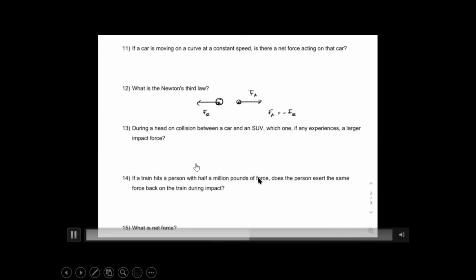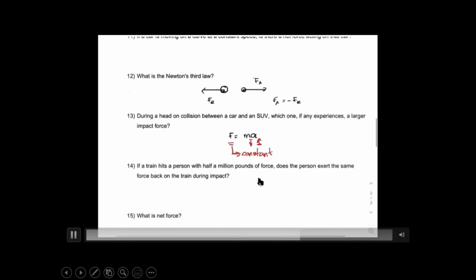So how does that work in real life if there's a head-on collision between two vehicles, a car and an SUV? Which one experiences a larger impact force? Well, they experience the same impact force. If that's the case, how come the car suffers the most damage? While the forces are the same, the smaller mass is going to accelerate more. So both vehicles will experience the same force. The smaller mass car is going to accelerate more, so it's going to suffer the most damage. The smaller the mass is, the bigger the acceleration is for a given external force.